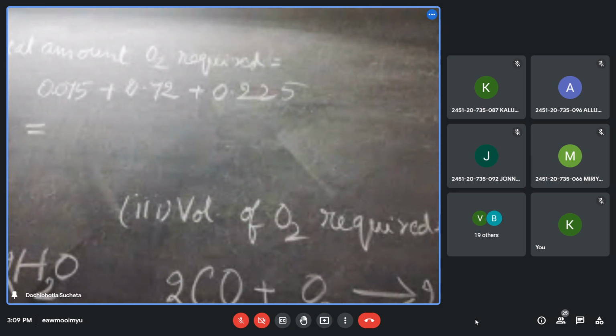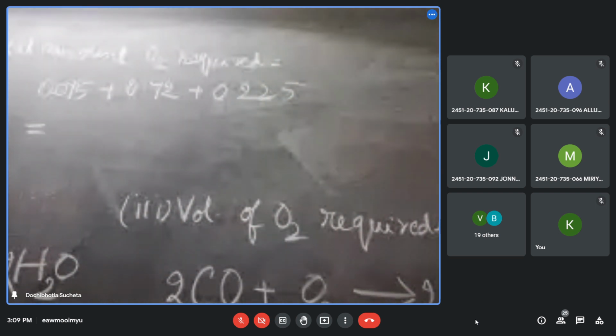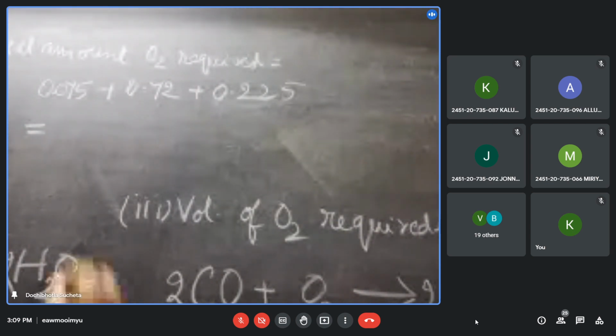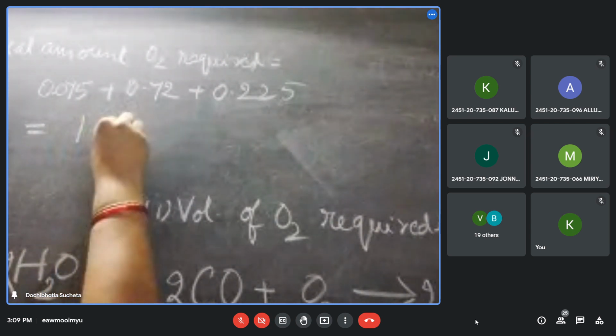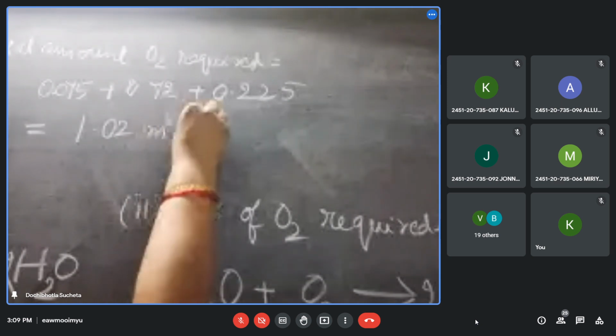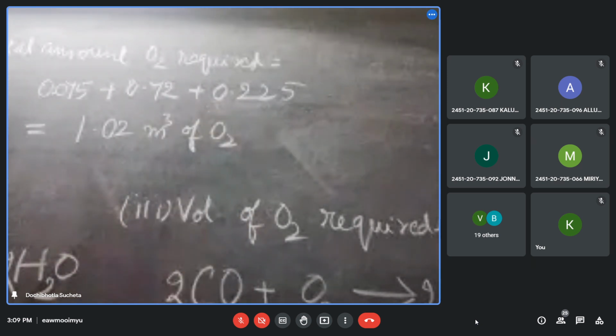Plus 0.075 plus 0.225 is equal to 1.02 meter cubes of O2. Okay.